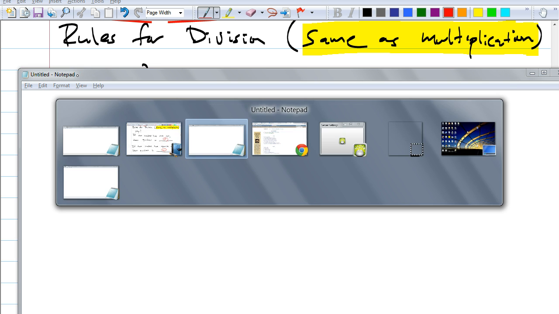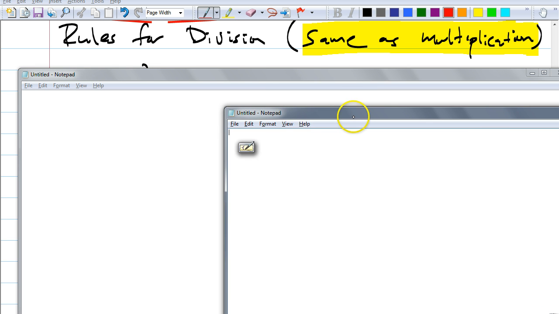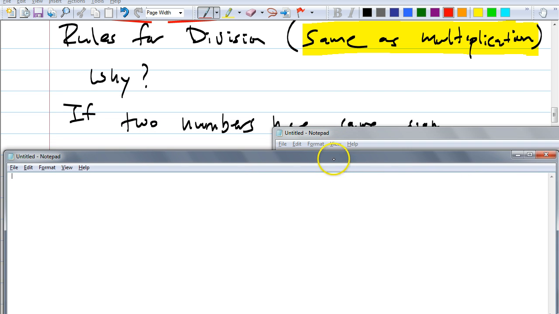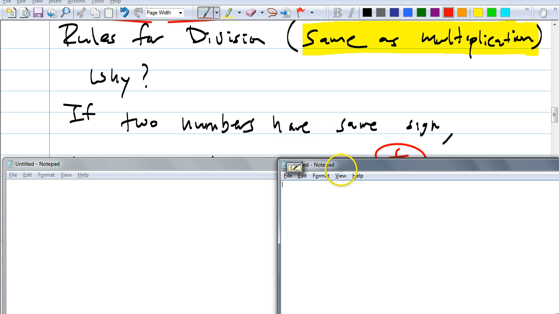So let's take a look at some of these rules. I think a lot of you know. So when you have two numbers, and why, the reason we just talked about it.